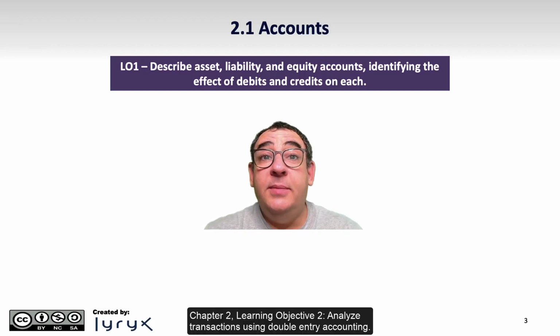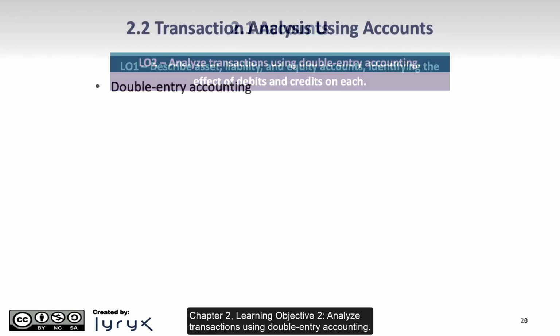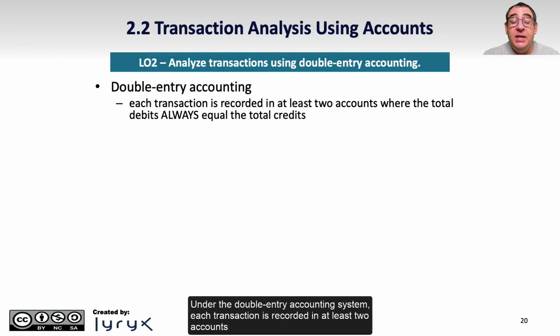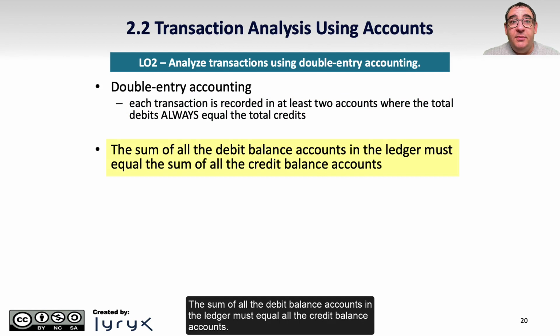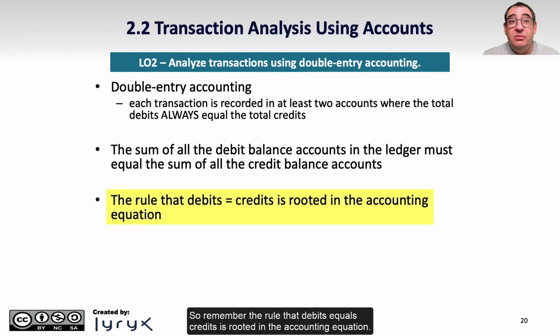Chapter 2, Learning Objective 2: Analyze Transactions Using Double Entry Accounting. Under the double entry accounting system, each transaction is recorded in at least two accounts where the total debits always equal the total credits. The sum of all the debit balance accounts in the ledger must equal all the credit balance accounts. So remember the rule that debits equals credits is rooted in the accounting equation.